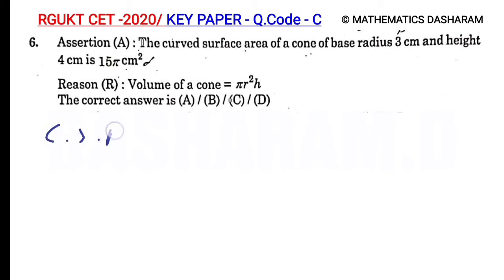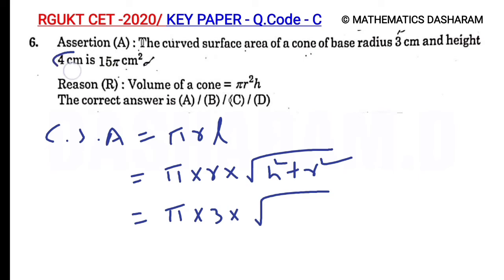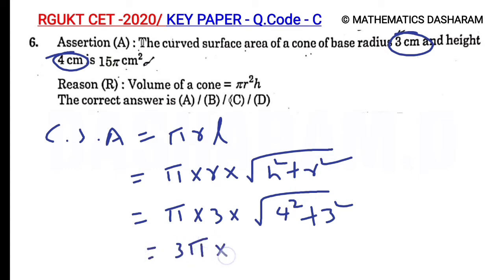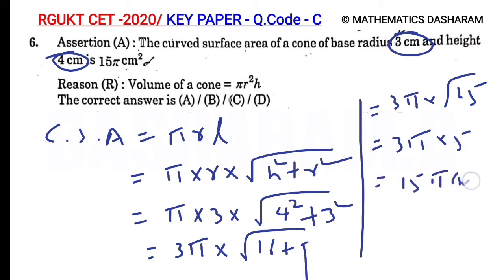So the curved surface area of a cone formula is pi r l. So pi into r into, the formula for l is under root h square plus r square. So pi into 3 into, the h value is already given here, that is 4 cm. So 4 square, r value 3 cm, 3 square. So 3 pi into under root 16 plus 9. So 3 pi into under root 25. So root 25 answer is 5. 3 fives are 15 pi centimeter square.